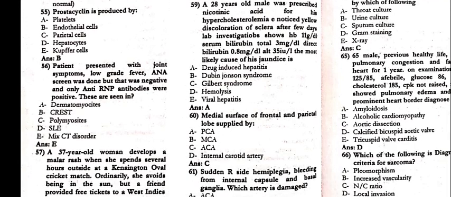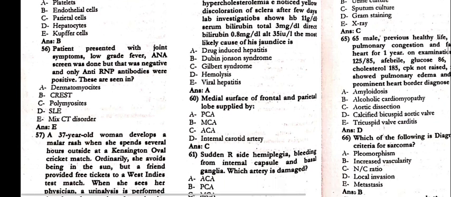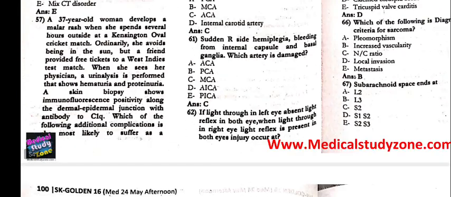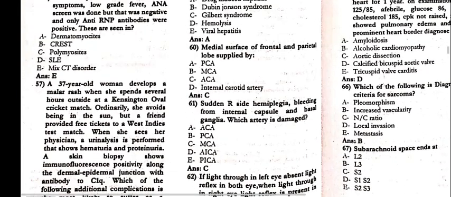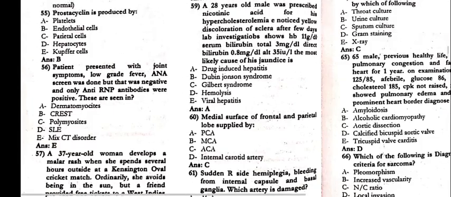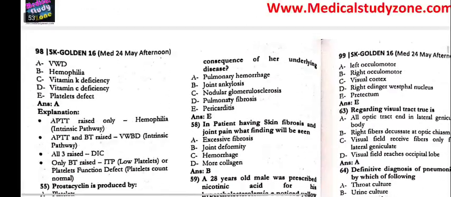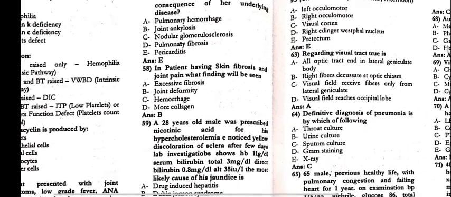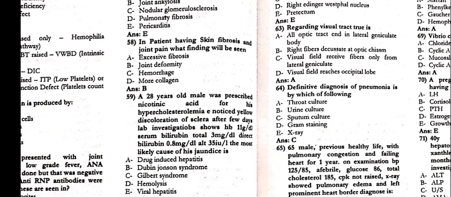The patient presented with joint symptoms like low-grade fever. ANA screen was done, that was negative, and only RNP antibodies were positive. This is seen in mixed connective tissue disorder. Then a lengthy scenario linked to a cricket match at the Kingston Oval, and it is basically pericarditis. This is a frequently repeated question. You have to basically sort of ratify it.